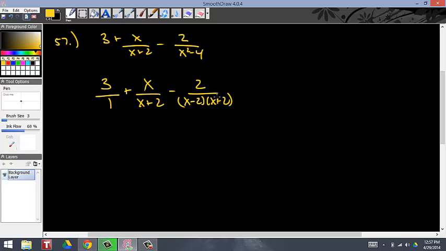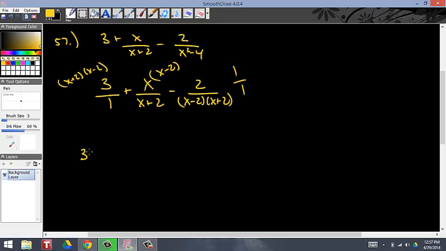Now we need someone to raise their hand and really not think and tell us what is the common denominator between all three of those pieces. Riley: x plus 2, x minus 2. So this one needs an x plus 2, x minus 2. This one needs an x minus 2, and this one needs a 1.